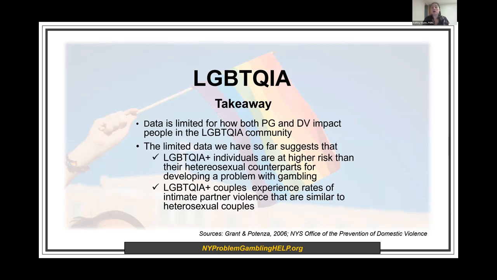And just to get an idea of what some of the numbers look like, if you remember back when we did the map of the US and talked about the national data: gambling disorder about 1%, problem gambling about 2 to 3% in the general population. Well, the studies done so far with LGBTQIA plus individuals have shown that the prevalence of problem gambling among people who identify as LGBTQIA is about 20%.